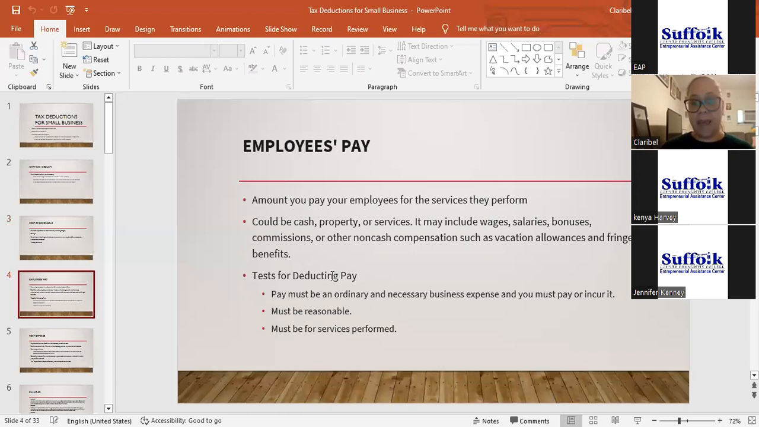Your employees' pay, which includes the amounts you pay your employees. You can generally deduct the amount you pay your employees for the services they perform. This could be cash, property, or services. It may include wages, salaries, bonuses, commissions, or any non-cash compensation such as vacation allowances and fringe benefits. All that is deductible on your taxes. Any benefits that you offer to your employees, you can deduct from your taxes.